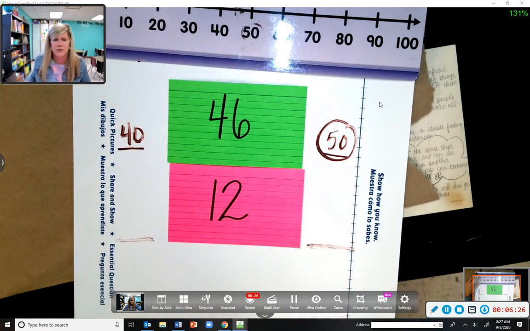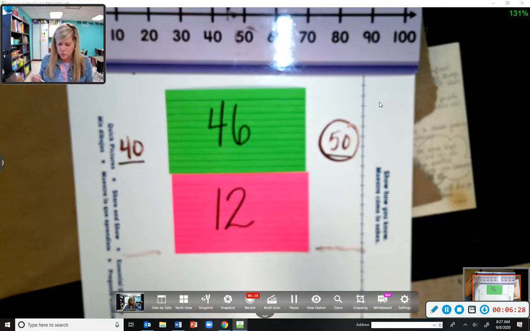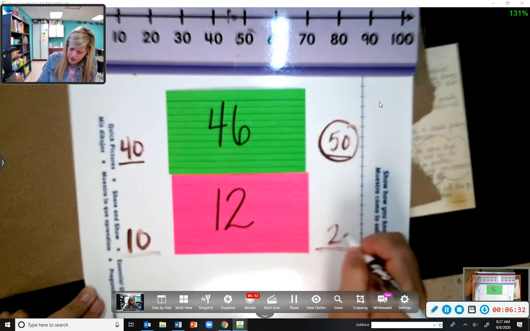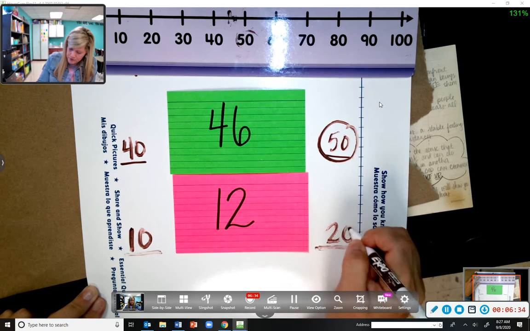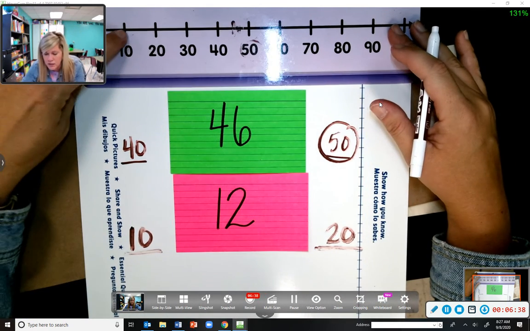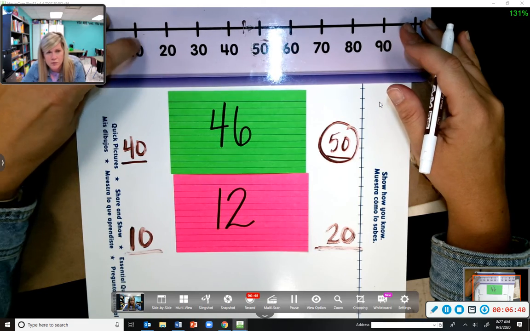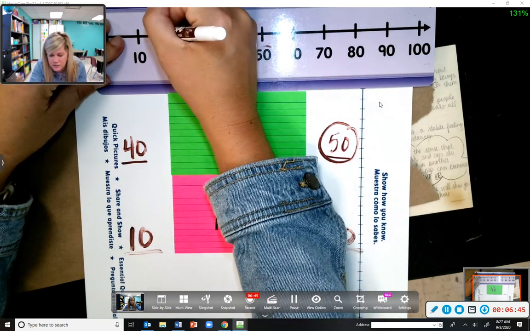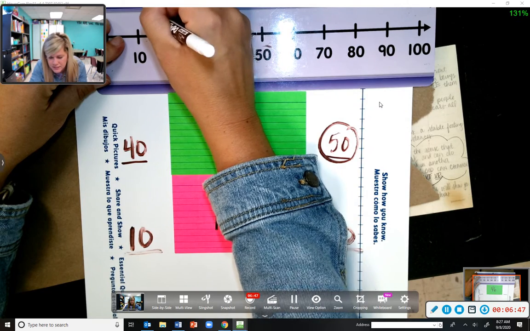Okay, so if you guessed it's between 10 and 20, you are right. Now we need to plot it on our number line. So, what would be halfway between 10 and 20? Remember, it ends in a 5, so it would be 15.